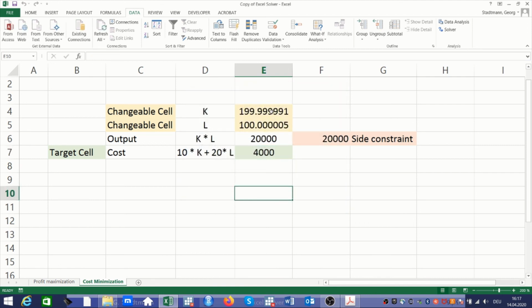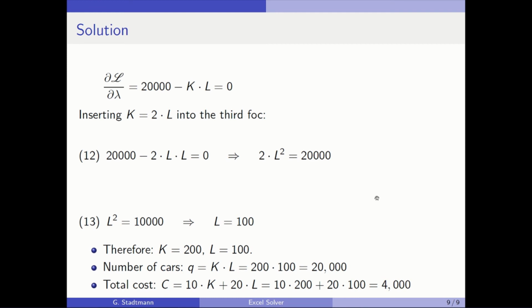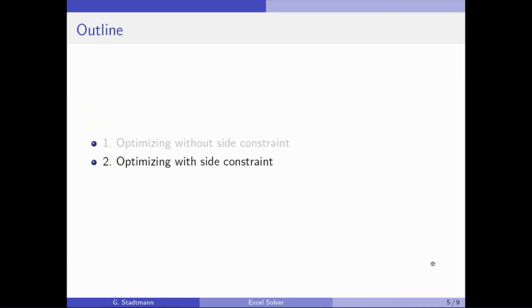Great, let's round the numbers. So K is equal to 200, L is equal to 100. So with 200 units of capital and 100 units of labor, we can produce 20,000 cars, and the cost is equal to 4,000. The costs are minimized. So we were able to confirm also the optimal result of the second problem.